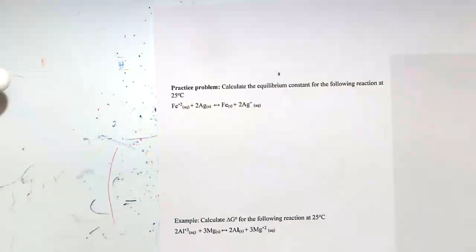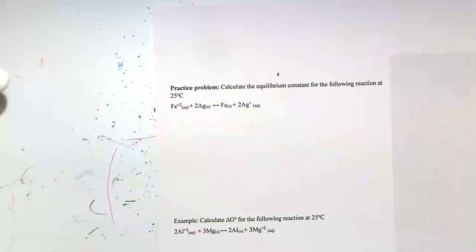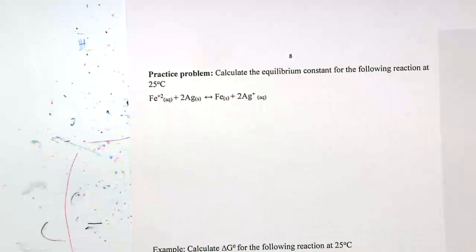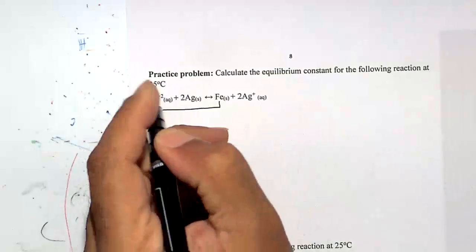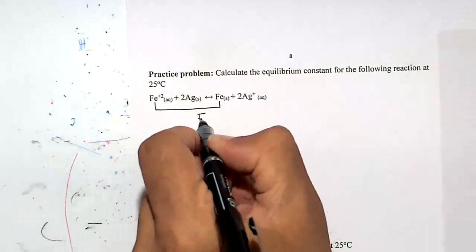All right, so calculate the equilibrium constant for the following reaction at 25 degrees C. Okay, it's asking for the equilibrium constant. All right, so we'll break this down. We have Fe plus 2 goes to Fe.